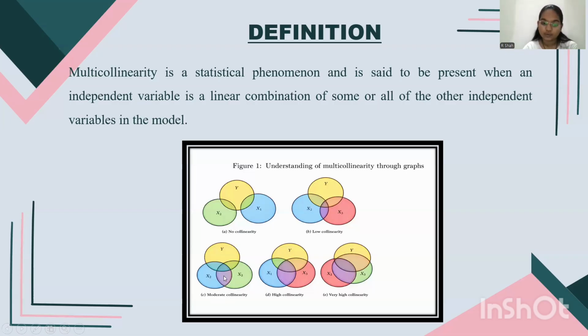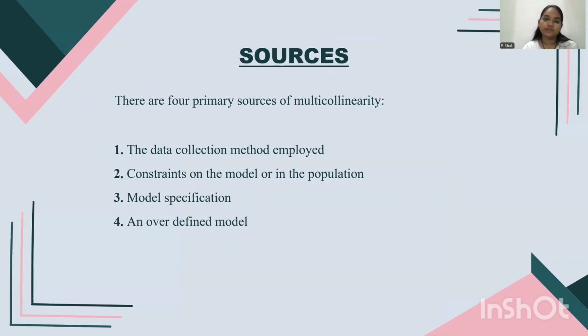Here, the overlapping portion is bigger than in figure two, right? So it is a moderate collinearity. This is a high collinearity, and this is a very high collinearity. So we know about the introduction. We know about its definition. Now let's see its sources.